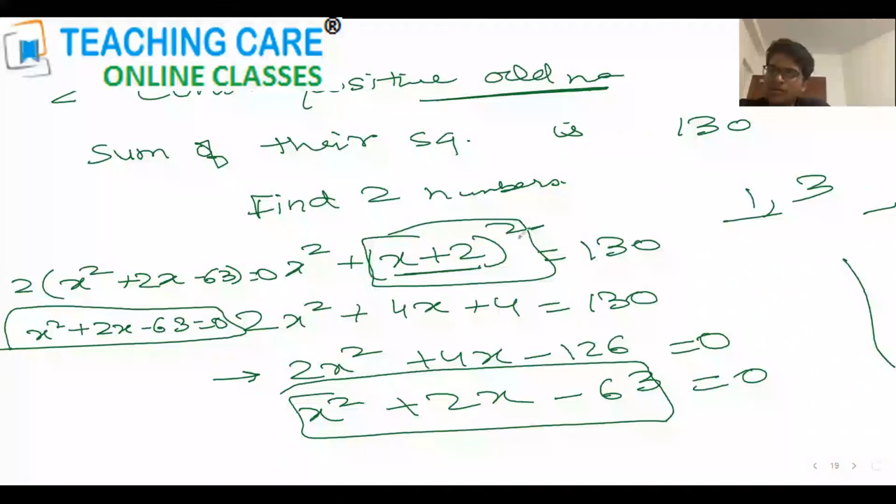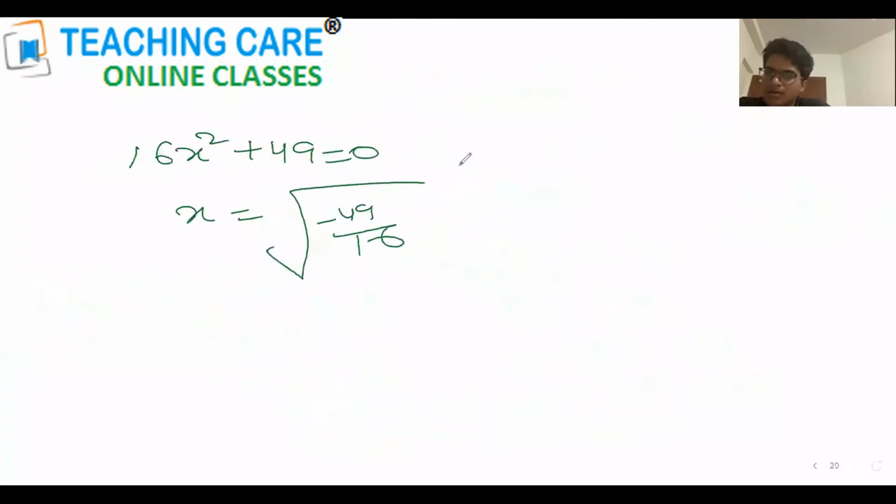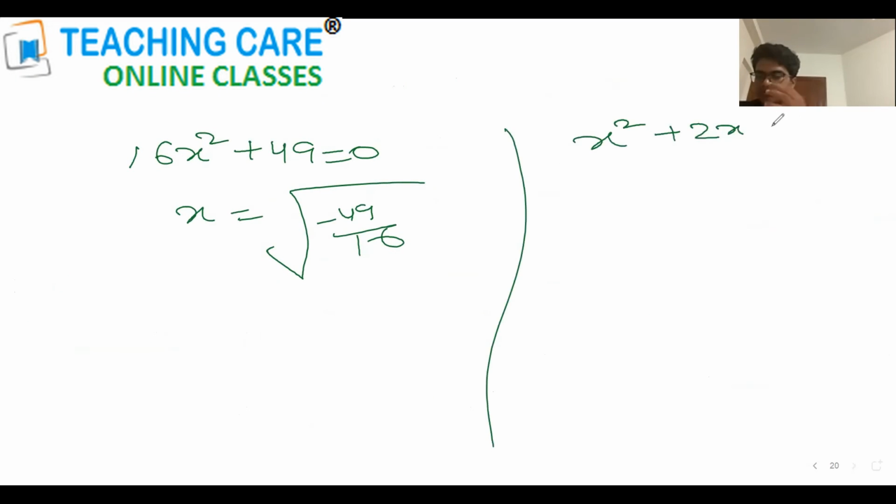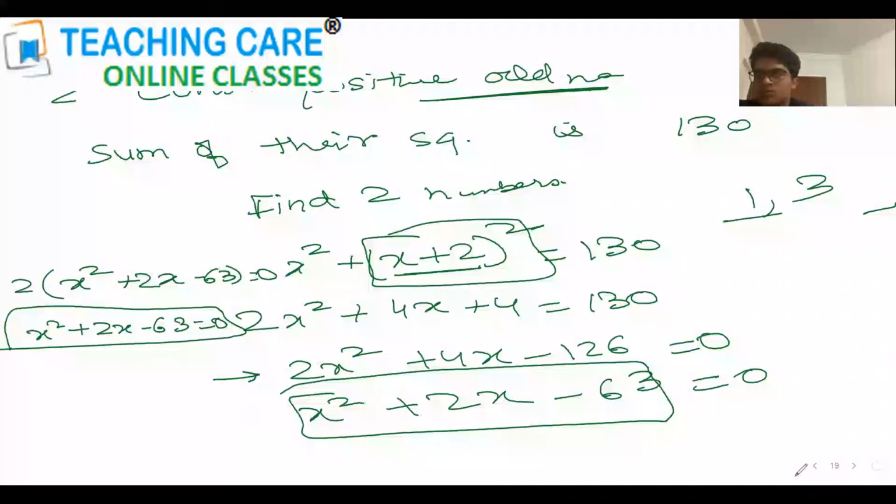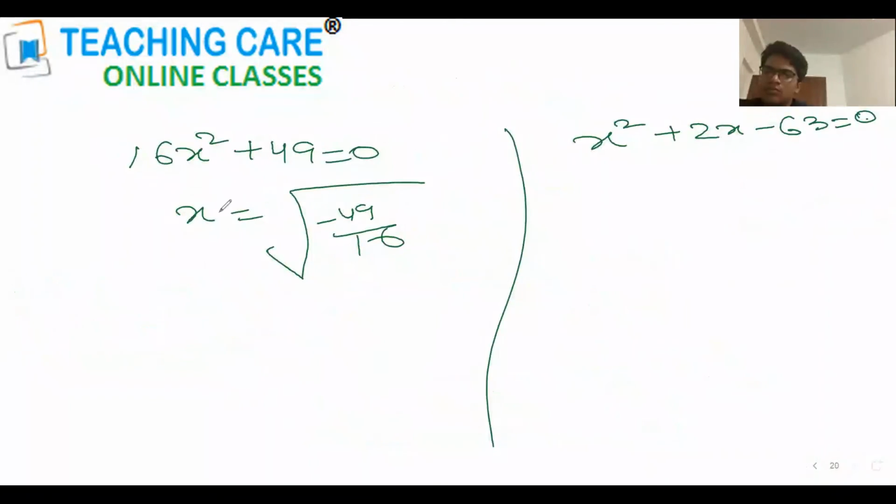But teacher, is it even possible to solve it on the upper one? Yes, it is. How do we do it? x square plus 2x minus 63 equal to 0. We know 63 is 7 into 9, and the difference between them is 2. So use it.